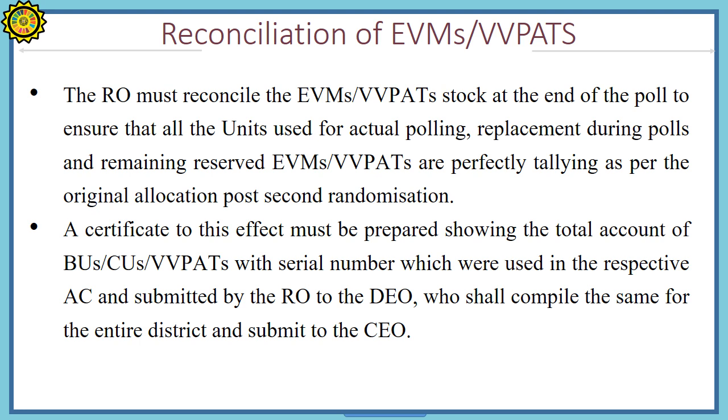Reconciliation of EVM VVPAT. The Returning Officer must reconcile the EVM VVPAT stock at the end of the poll to ensure that all the units used for actual polling, replacement during polls, and remaining reserved EVM VVPAT are perfectly tallying as per the original allocation post-second randomization. A certificate to this effect must be prepared showing the total account of the BU, CU, VVPAT serial numbers which were used in the respective ACs and submitted by the RO to the DO, who shall compile the same for the entire district and submit to the CEO.